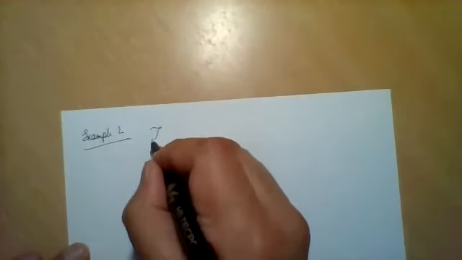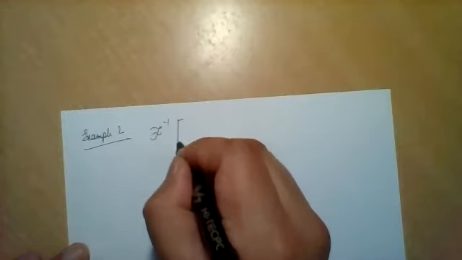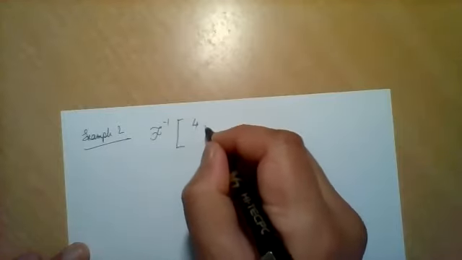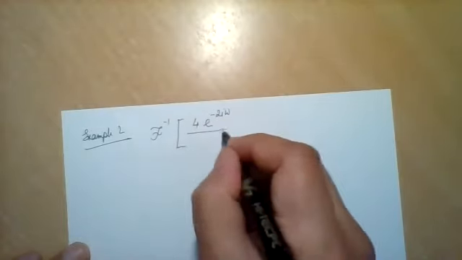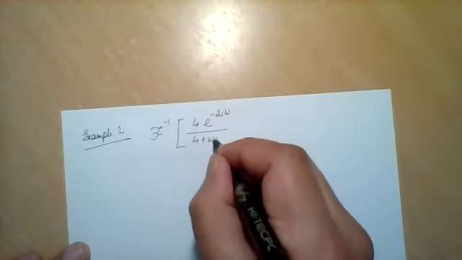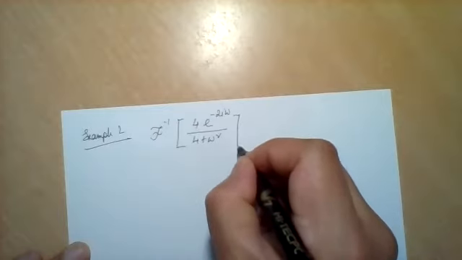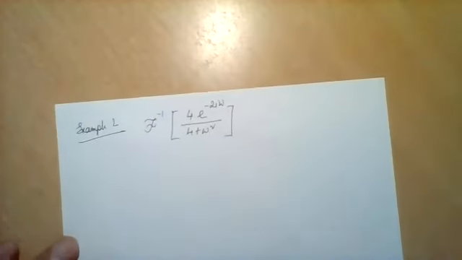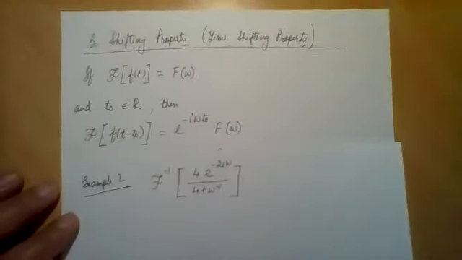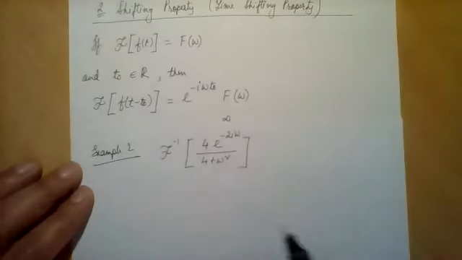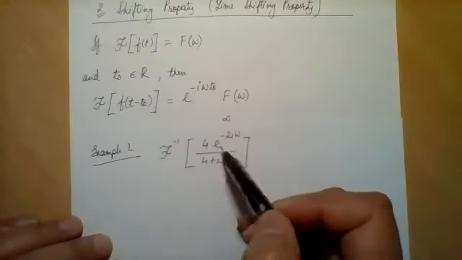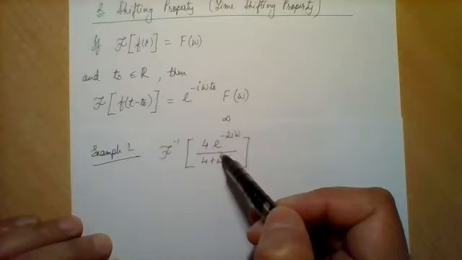Find the inverse Fourier transform of the function 4 times e to the power minus 2 i omega divided by 4 plus omega square. Now look at the shifting property again. Here we compare this and this.